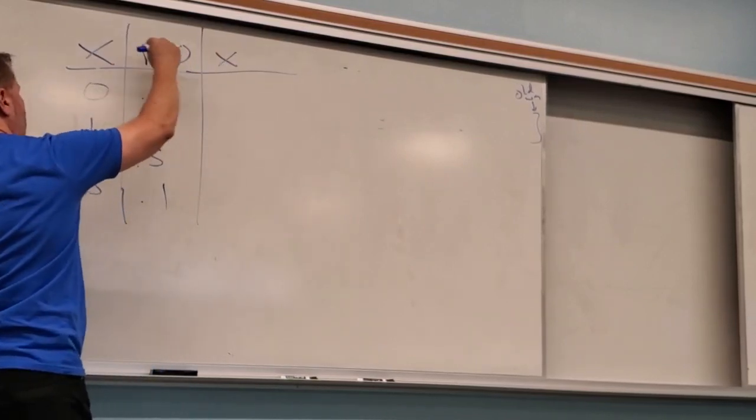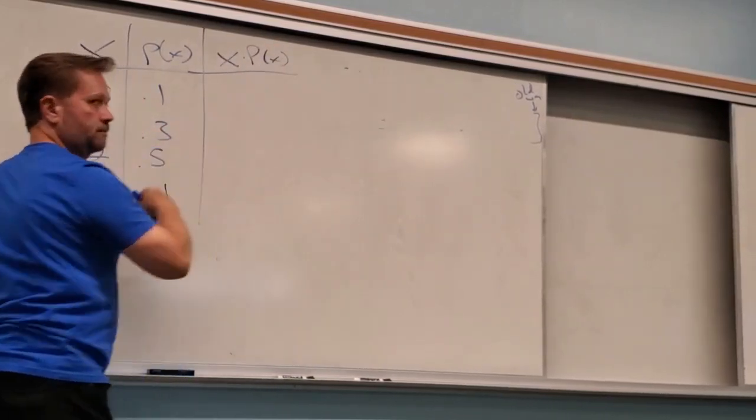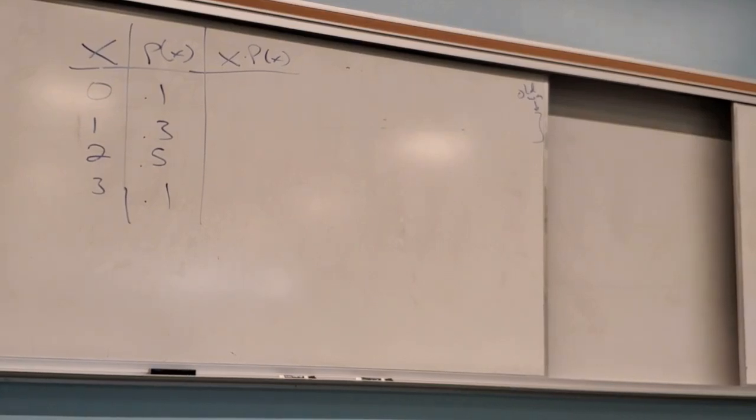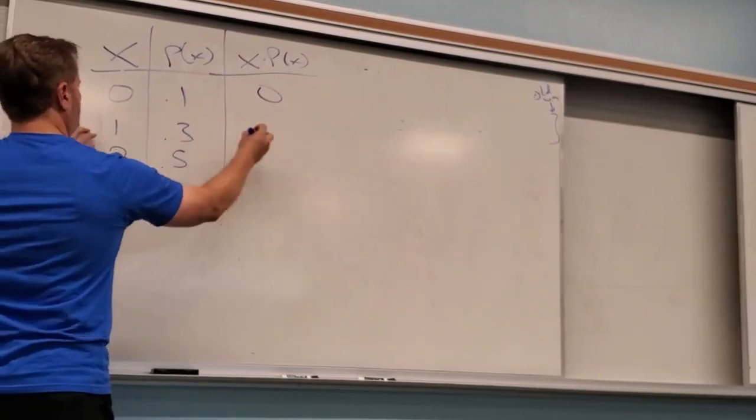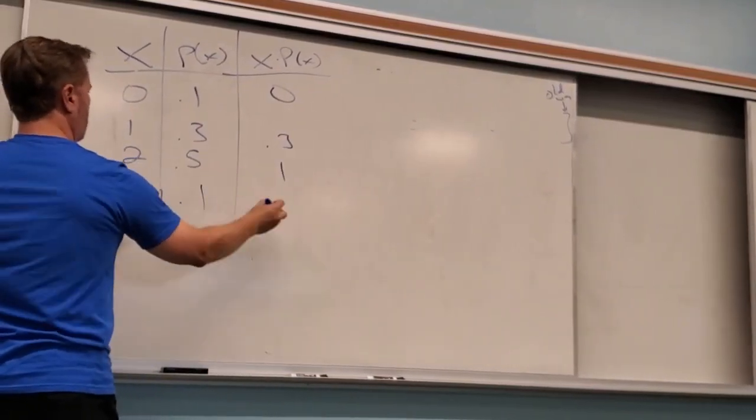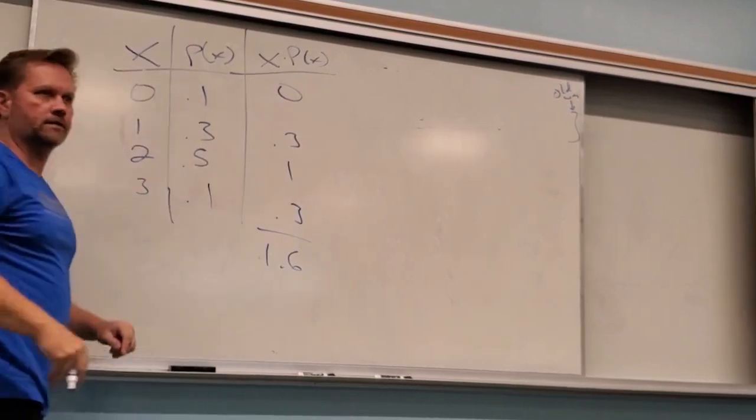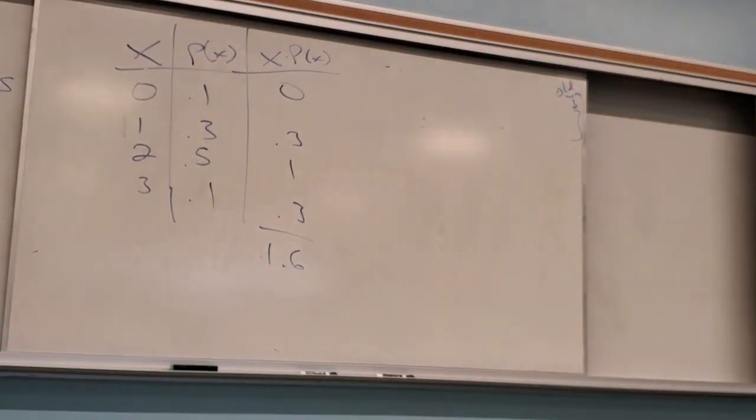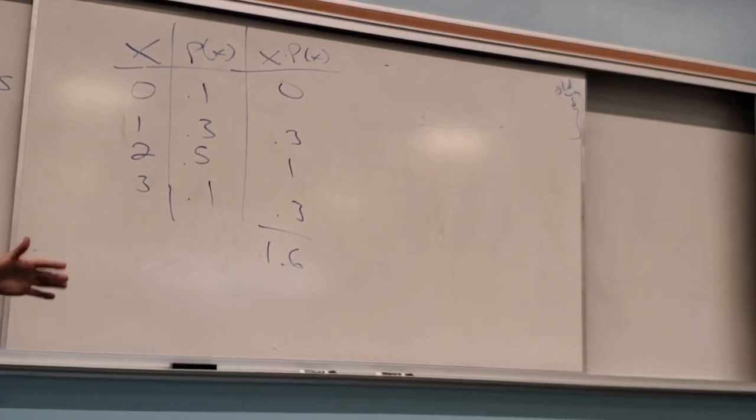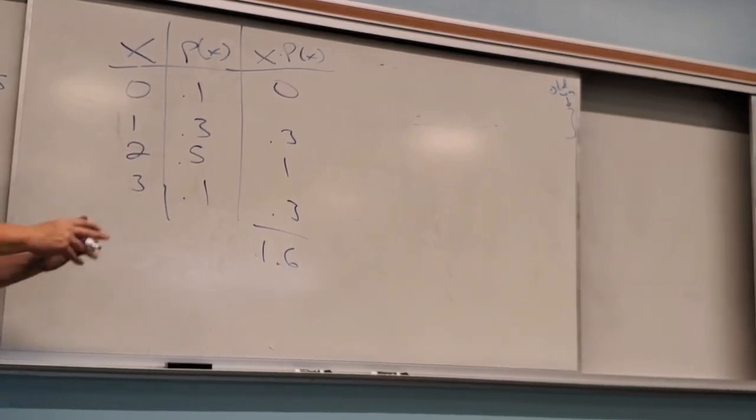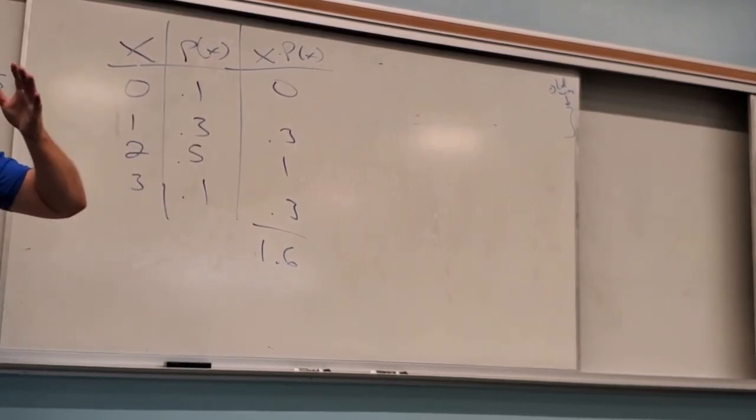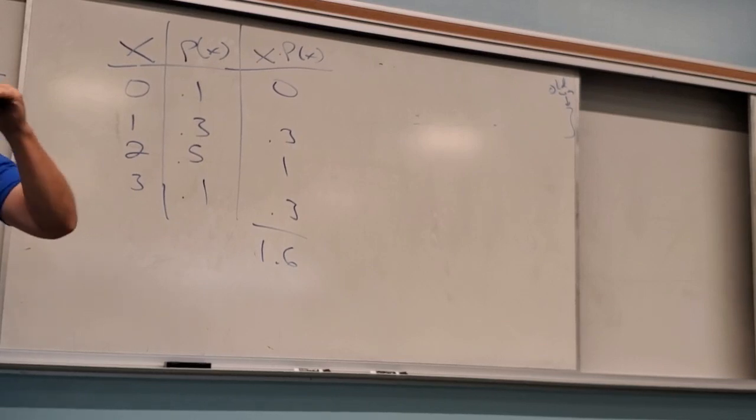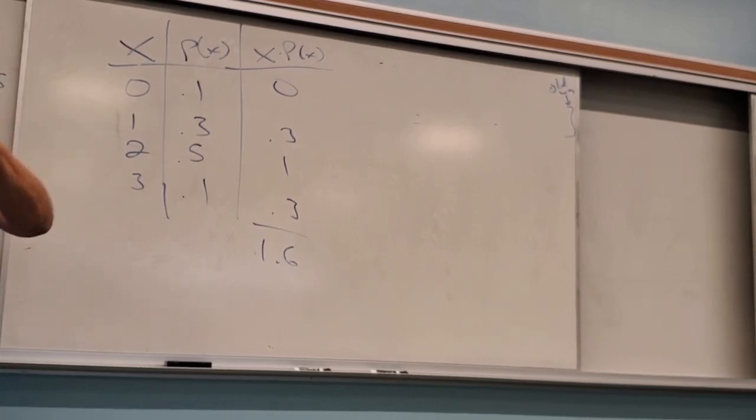X times P of X, that's all, right? I'm just going to multiply the X's by the P of X's. And then I get 0, 0.3, 1.3, and if I add those together, I get 1.6. Now that actually is quicker than if I gave you a list, to be honest. What is 1.6 again? That is the mean. I love it, right?